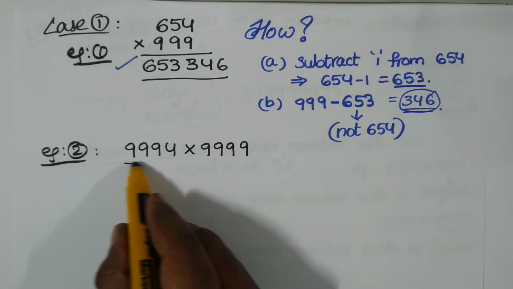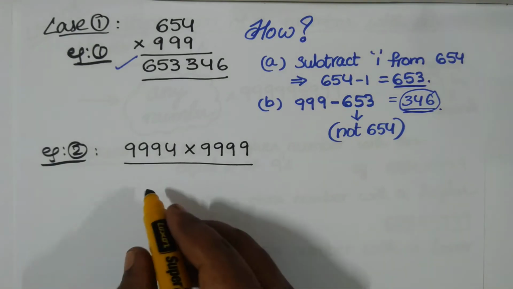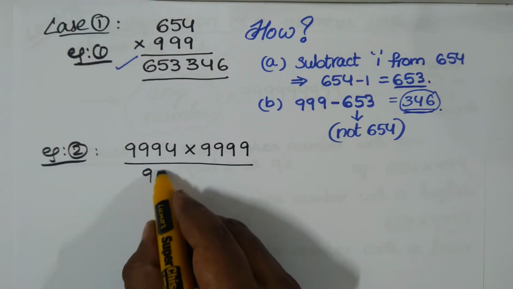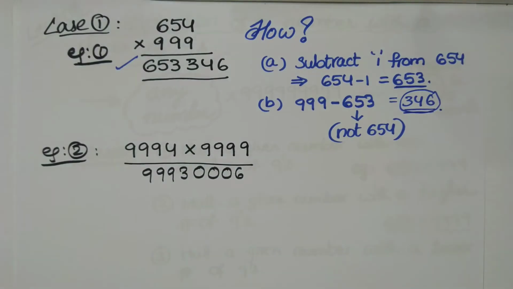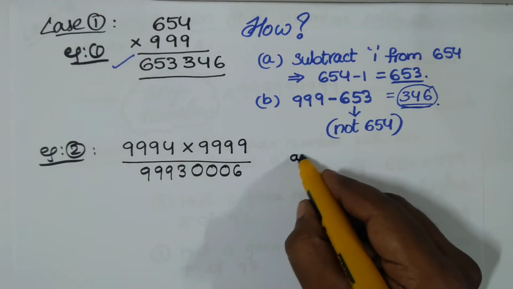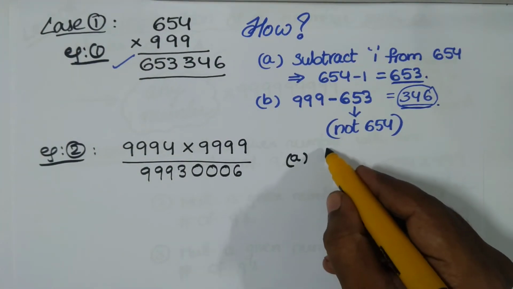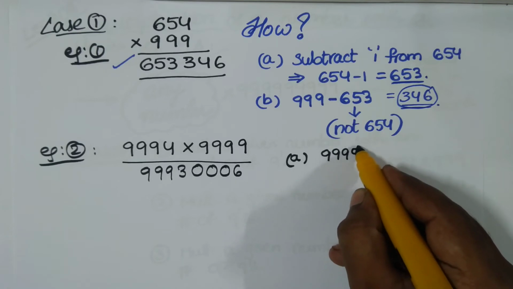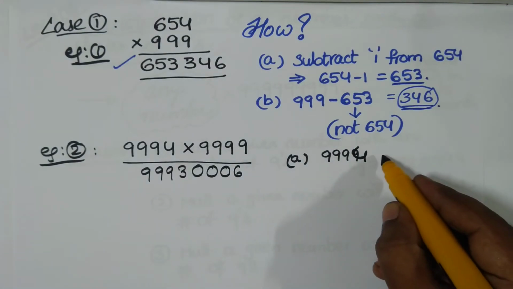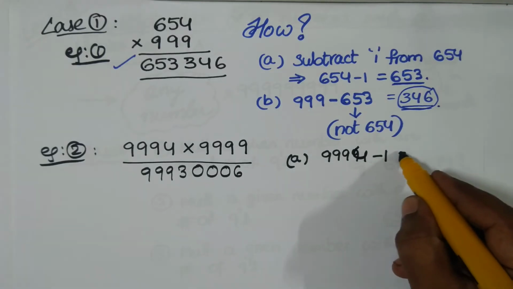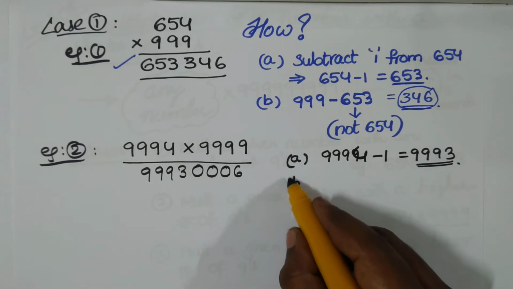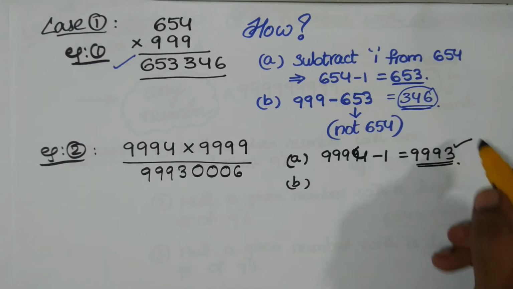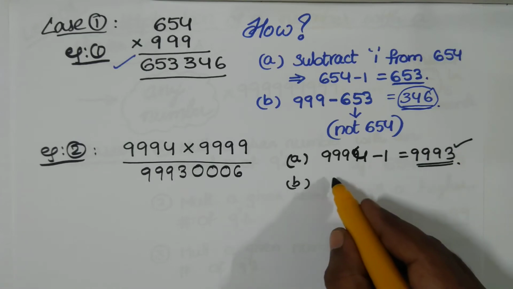So what answer are we going to get now? Can you work this out? You get 9993 0006, in less than 5 seconds, right? So what is step A? You subtract 1 from this number, and you get 9993. And what is step B? Whatever we get here must be subtracted from the multiplier.